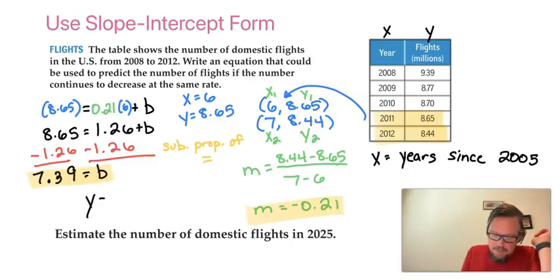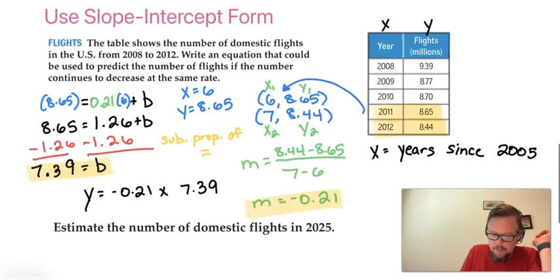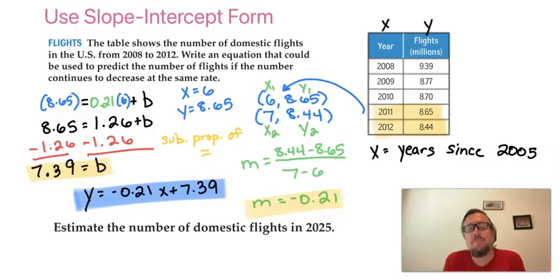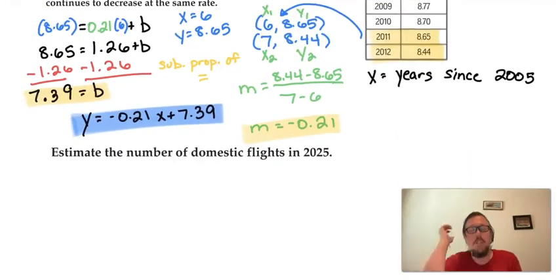So we got y equals negative 0.21x plus 7.39. Oh, that is not good handwriting. Get it together, Taylor. There we go. Okay. So here's our equation we came up with. Now, what we're going to do is take that equation and use it to make a prediction. The prediction is to estimate the number of domestic flights in 2025.